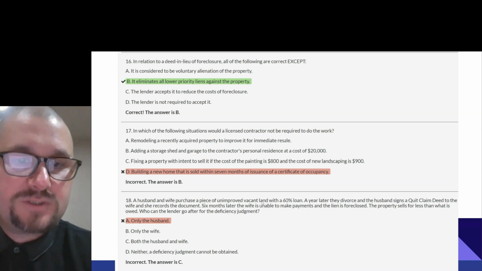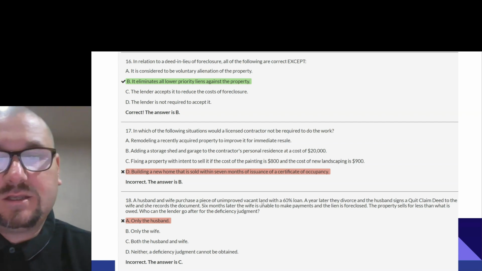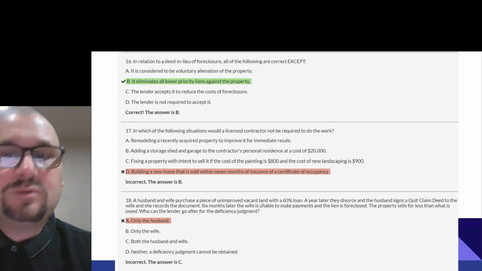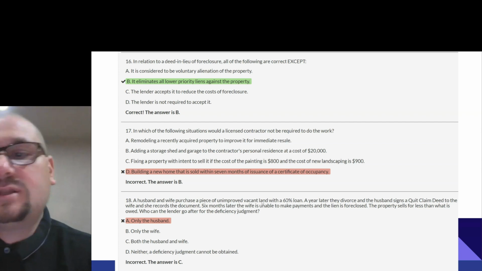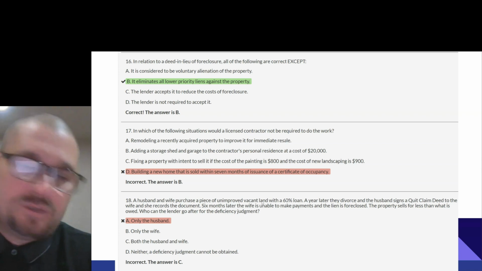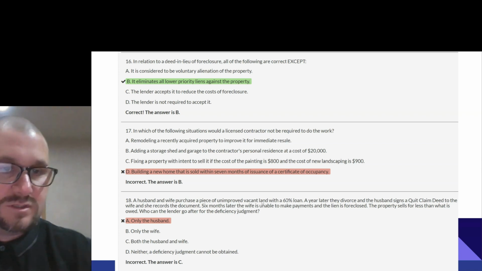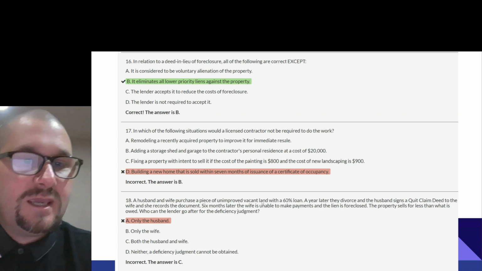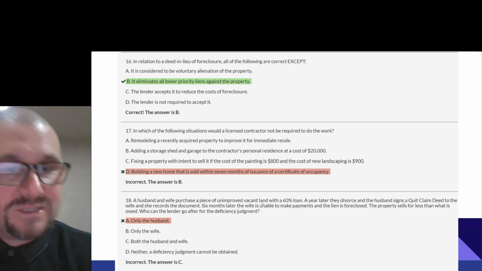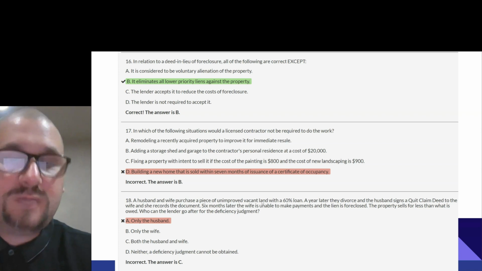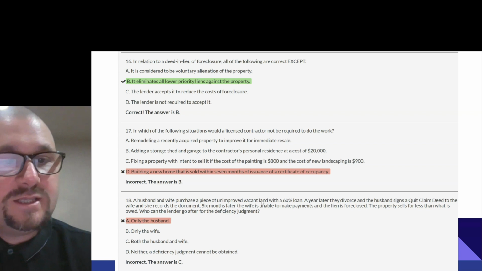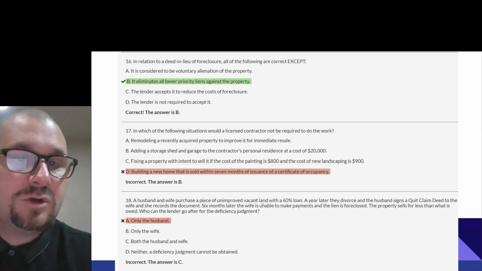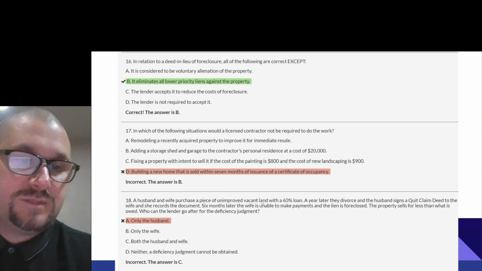A husband and wife purchase a piece of unimproved vacant land with a 60% loan. A year later, they divorce, and the husband signs a quitclaim deed to the wife. So the quitclaim deed just gives her the deed, and she records the document. 6 months later, the wife is unable to make the payments, and the lien is foreclosed. The property sells for less than what is owed. Who can the lender go after for the deficiency judgment?